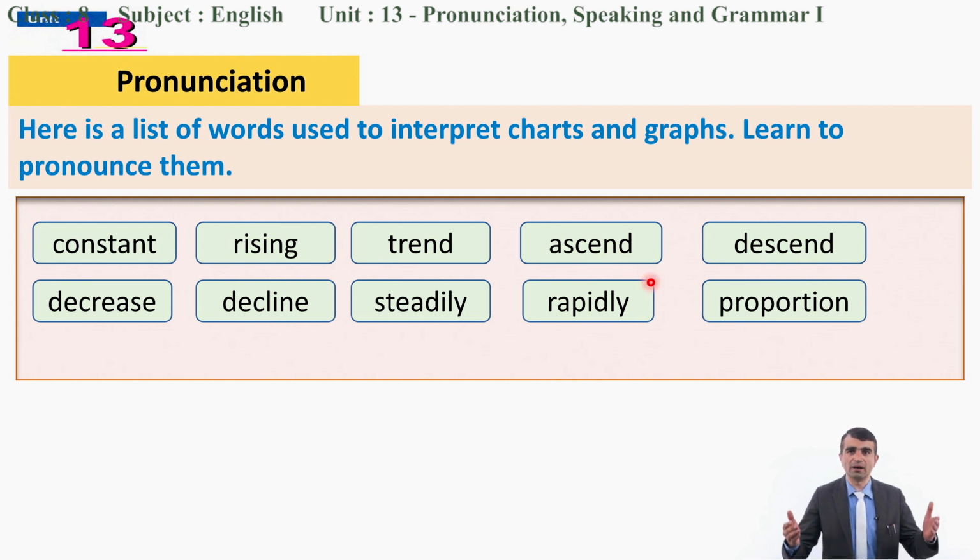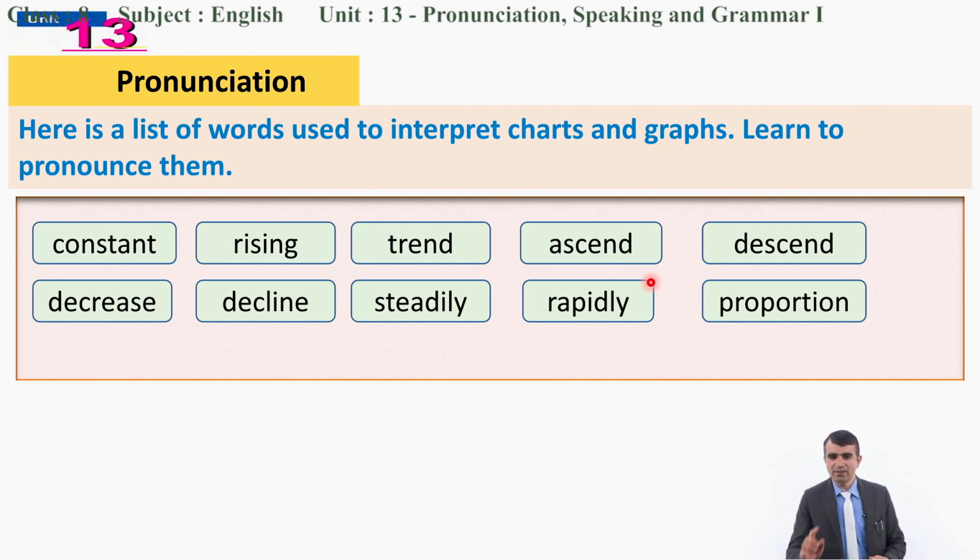Now, next word, A-S-C-E-N-D. How do you pronounce it? Listen to it now. Ascend. How do you pronounce it now? Again. Listen to it. Ascend. Ascend. Pronounce it several times, please.